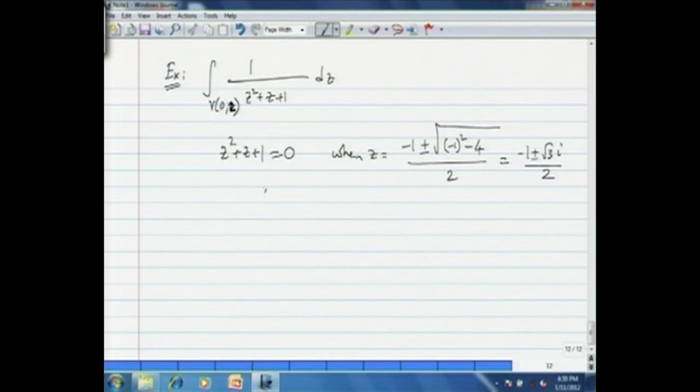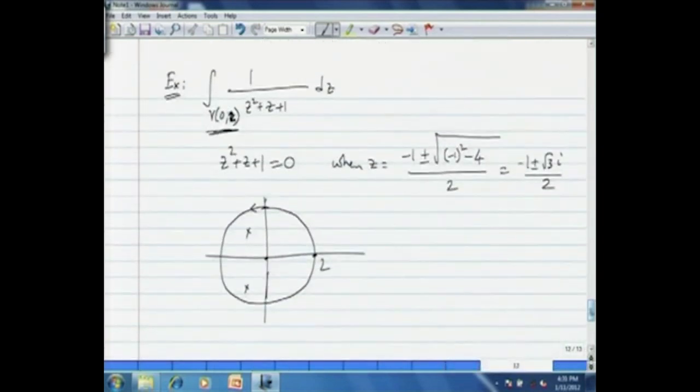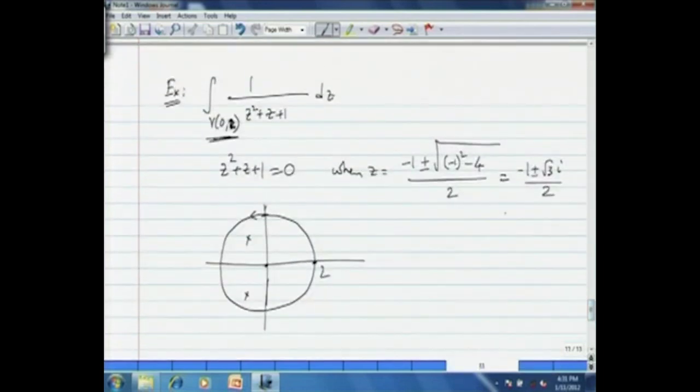So, what that means is, if you take 0 and a circle of radius 2, which is your gamma 0 2, then definitely both these numbers, minus 1 plus root 3 i by 2 and minus 1 minus root 3 i by 2, lie inside this simple closed contour. So, we cannot evaluate this integral directly by using Cauchy's integral formula, but what we can do is call these two roots alpha and beta.